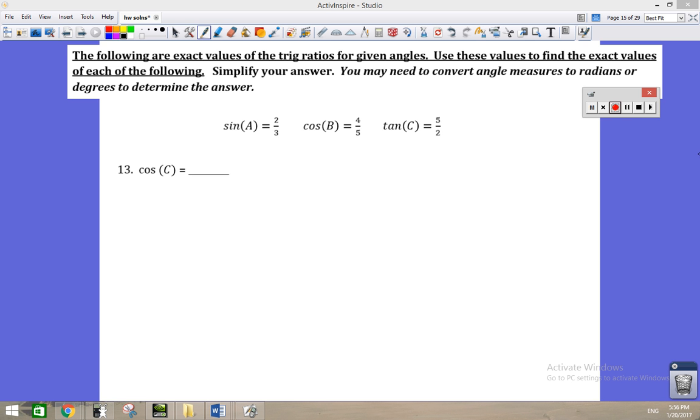All right, so I think this is recording. Let's take a look at this problem. We are looking at identities, but also we can use our previous knowledge.